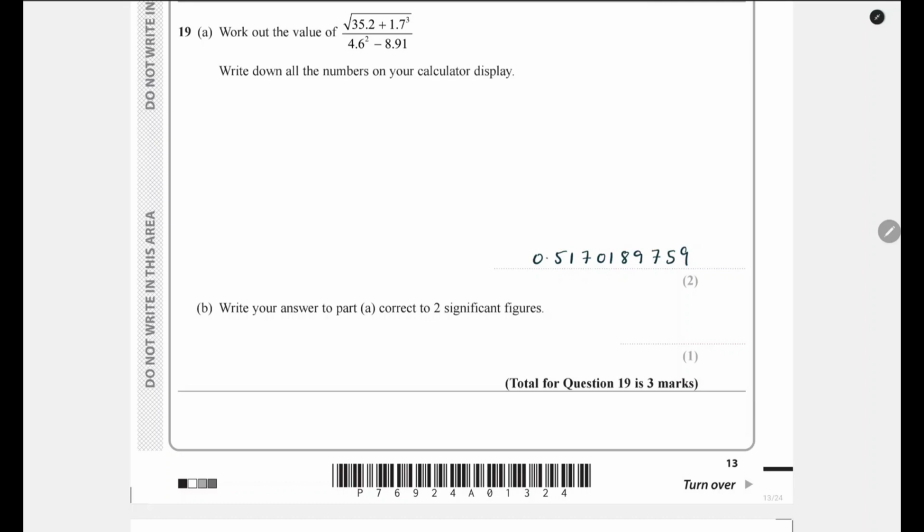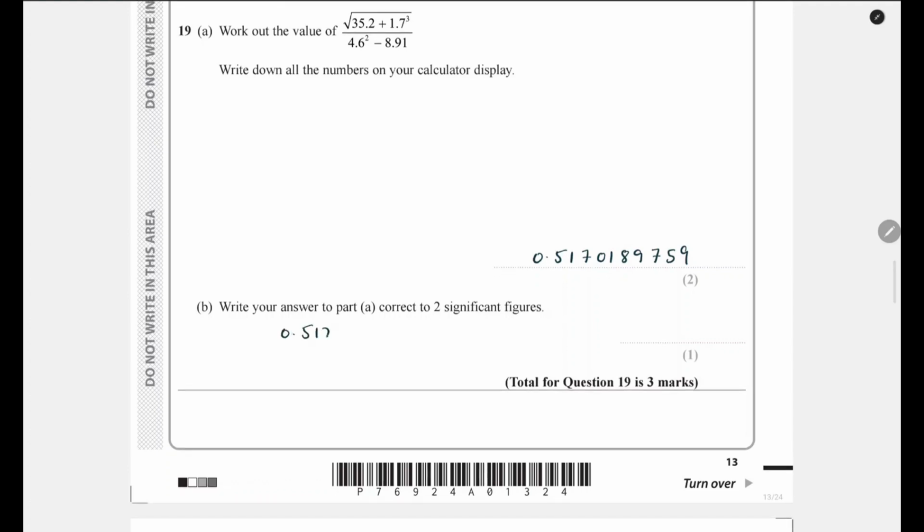Well, the significant figures are the first and second numbers that are non-zero. So the first number has to be non-zero. And so if we look at our number, the first number is 5, which is non-zero. So to two significant figures, 0 isn't a significant figure because it has to be a non-zero number. 5 is a significant figure, and 1 is a significant figure. The third significant figure is 7, so we have to round up, and so our answer is going to be 0.52.